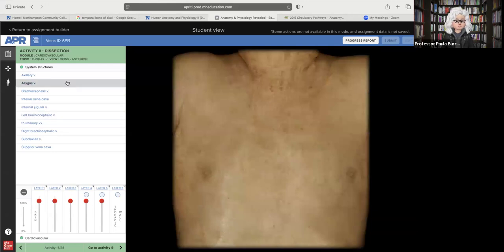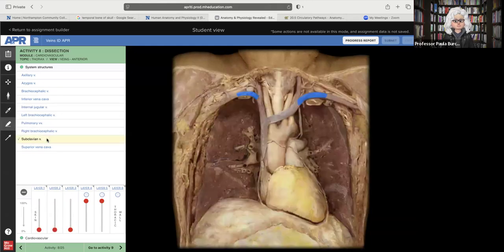Now we're looking at the thorax. Let's start with the subclavian. There's the subclavian. We could actually start with the axillary. So we're bringing blood back to the heart. It's traveling in this direction. So there's the axillary to the subclavian. And right there is the anterior scalene.